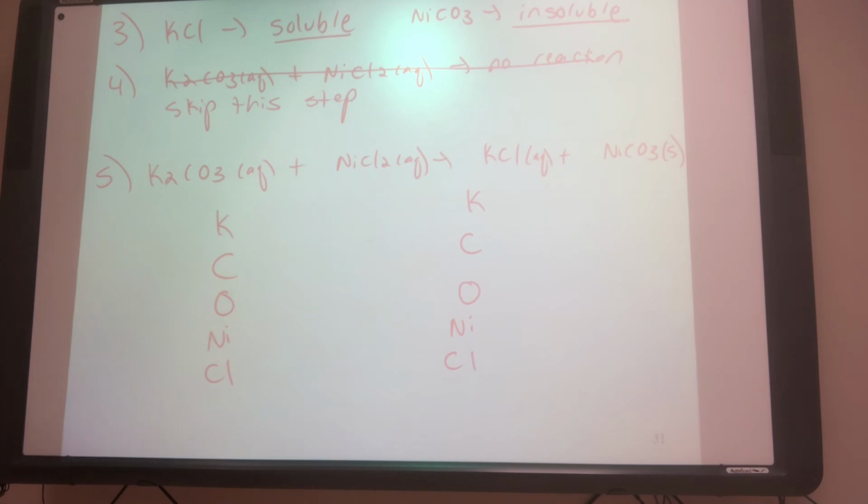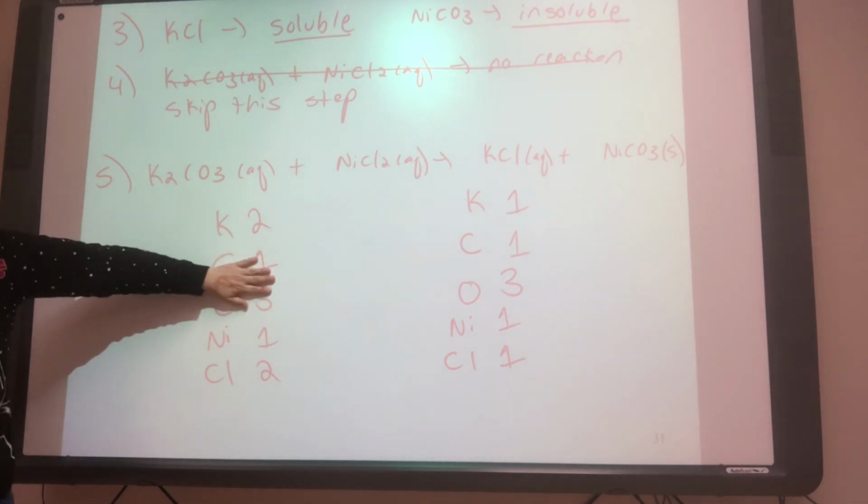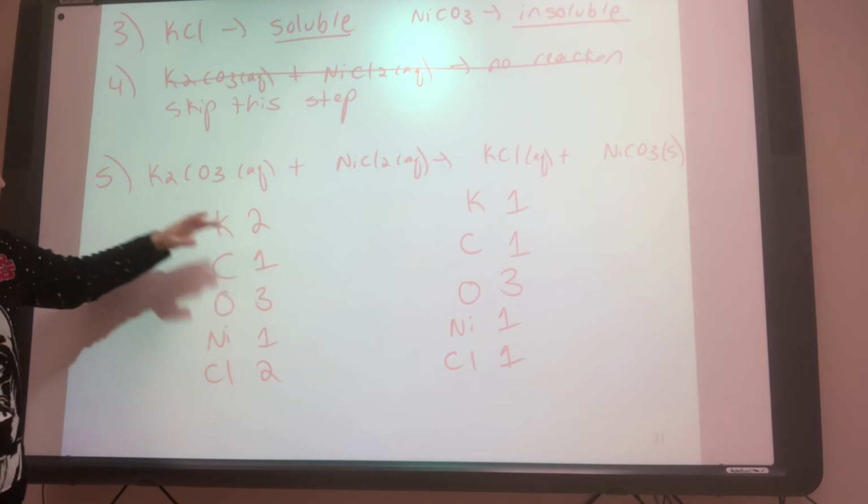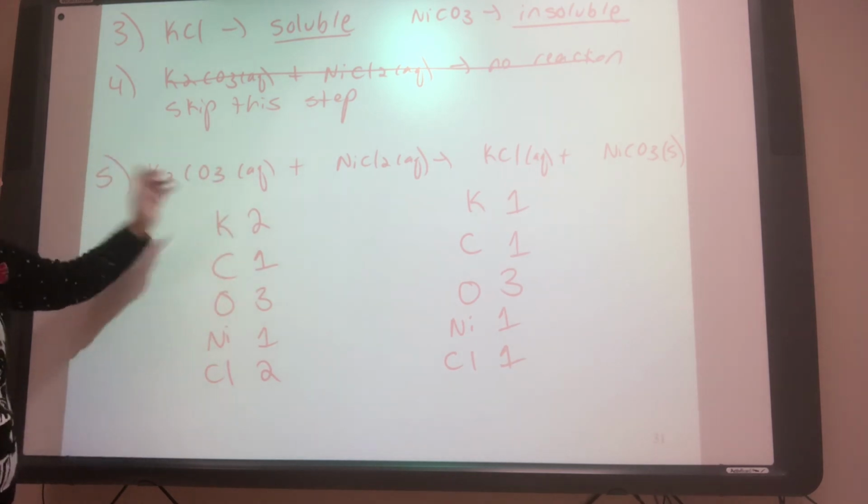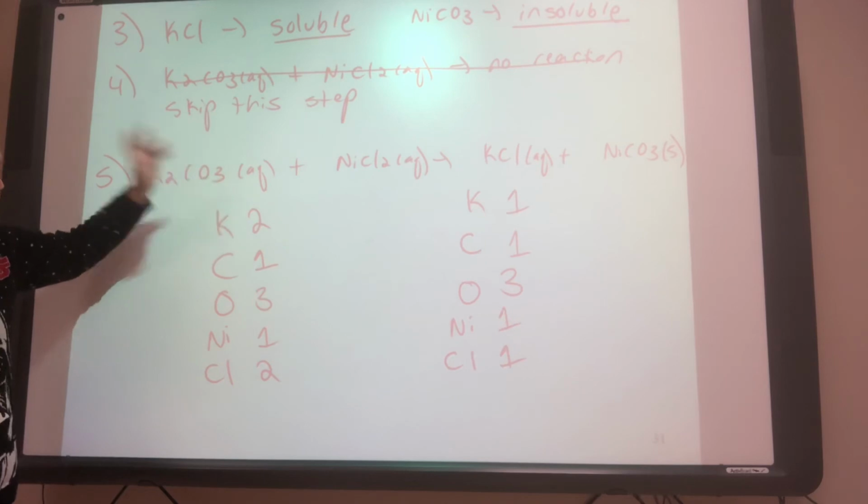All right, how many do I have? I have 2 Ks, 1 C, 3 O's, 1 Ni, 2 chlorines, 1 K, 1 Cl, 1 Ni, 1 C, 3 O's. So now I need to balance it. I've got to figure out how I want to balance it. You want to start with anything that's not C, H, and O. So C, H, and O we want to do last, and you want to do anything that's not by itself. Well, everything's combined and there's no element by itself, so it doesn't really matter. So we can just start with potassium since it's on the top.